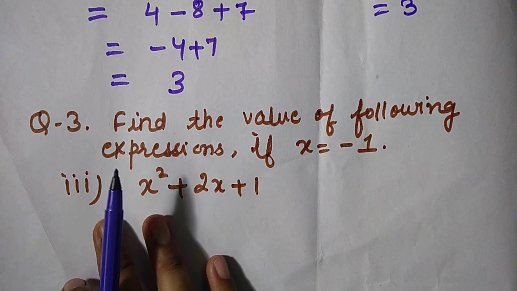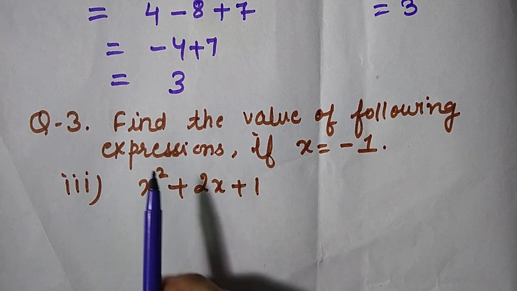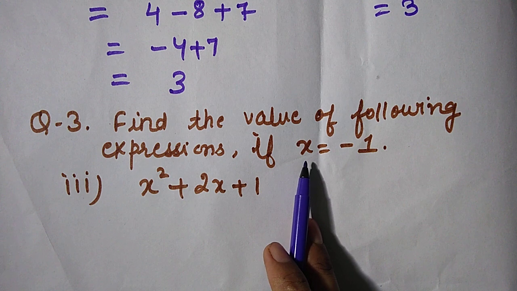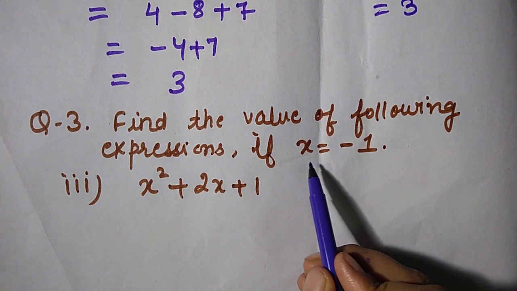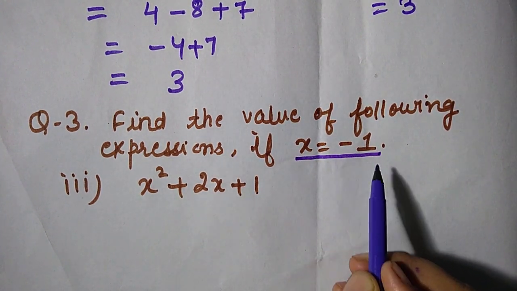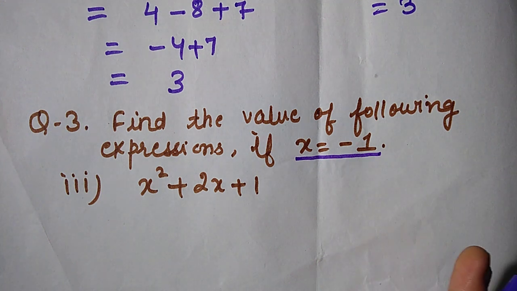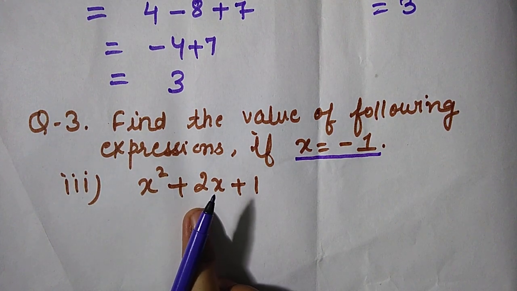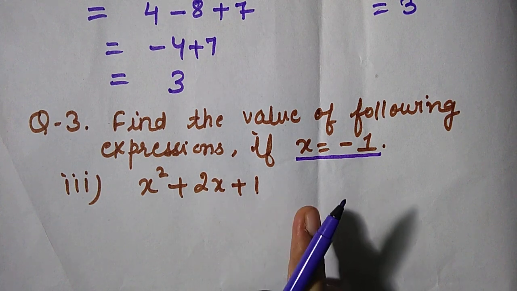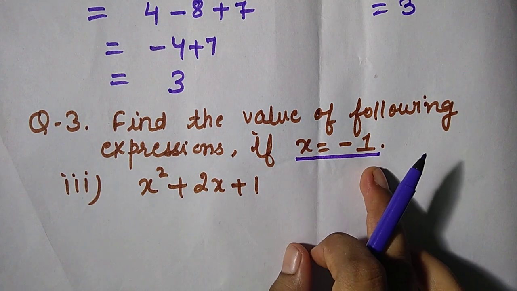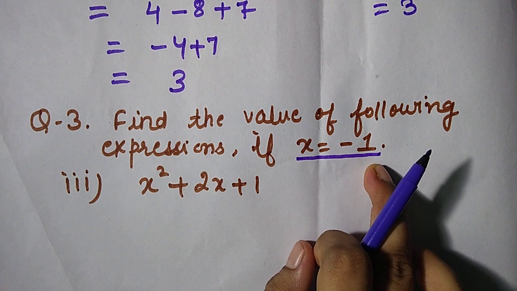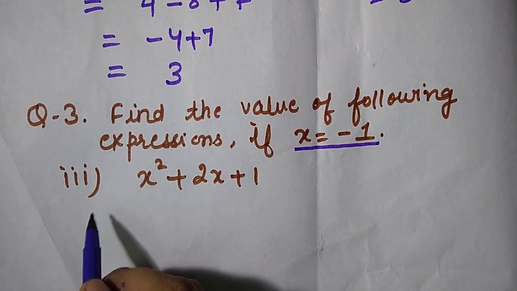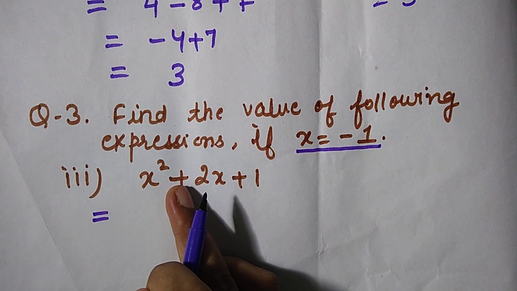Now question number 3 is the same as question number 2. Question number 3 is: find the value of the following expressions if x equals minus 1. The value of the variable is given as minus 1. Okay, so we have the expression, I am taking the third part, x square plus 3x plus 1, and we have to substitute x equals minus 1, because in the question we have been given the value of x as minus 1.